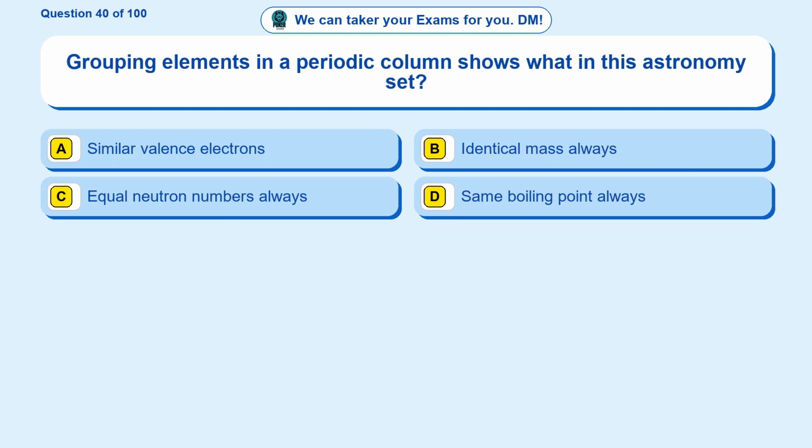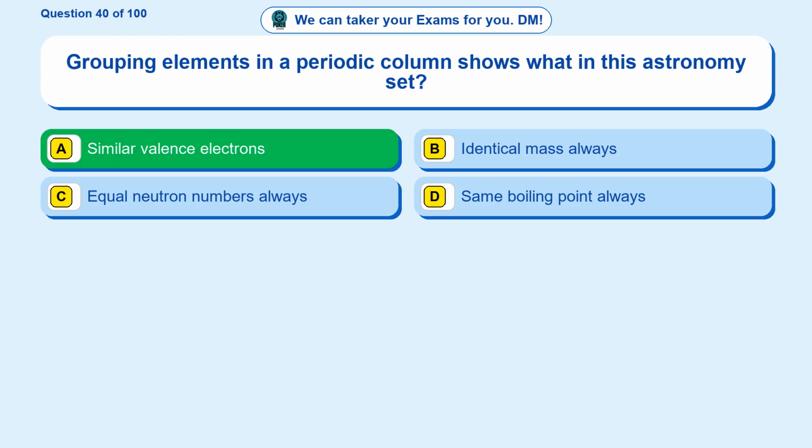Question 40. Grouping elements in a periodic column shows what in this astronomy set? Option A, similar valence electrons. Option B, identical mass always. Option C, equal neutron numbers always. Option D, same boiling point always. The correct answer is option A, similar valence electrons.